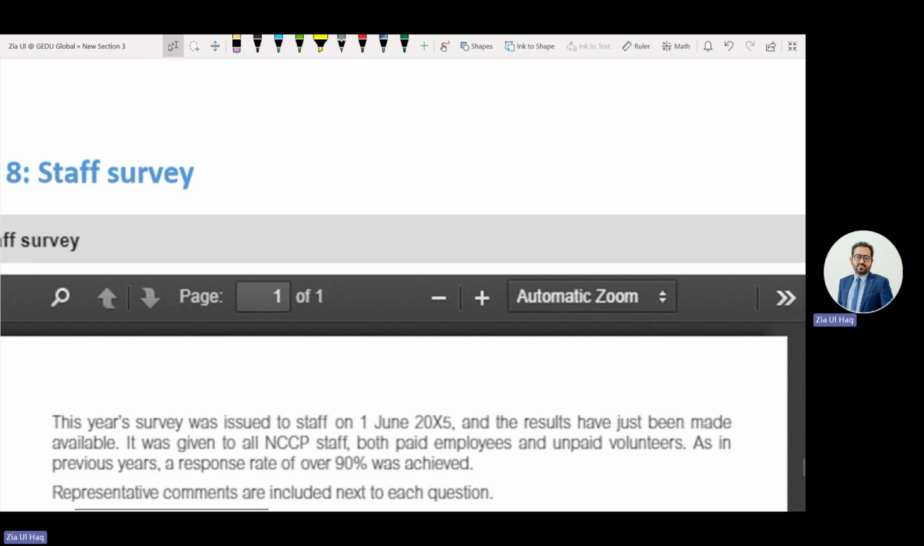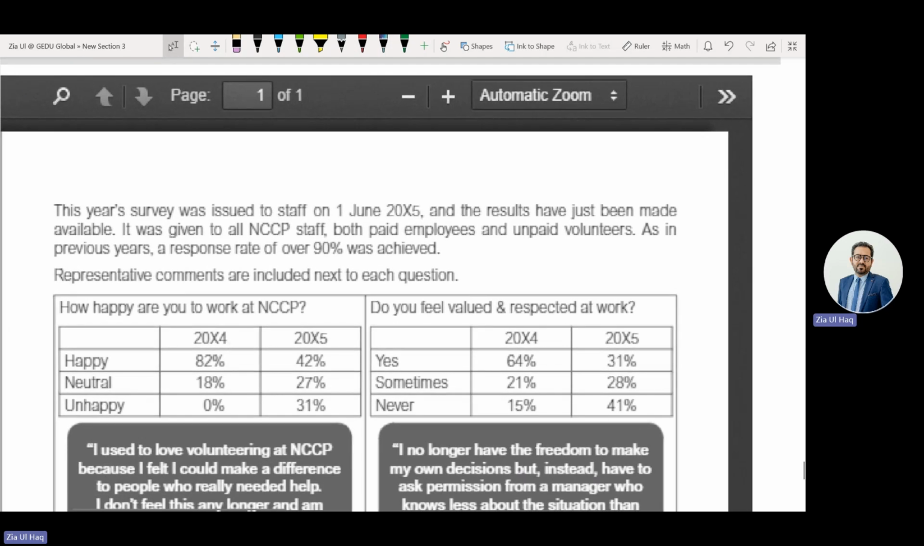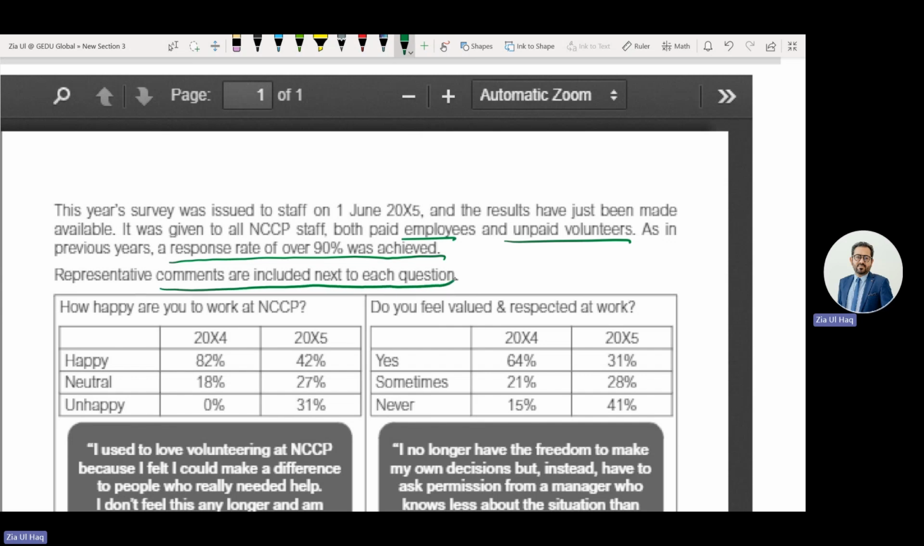Last exhibit, exhibit 8, staff survey. They have obtained the staff survey. This year's survey was issued to staff on 1st June and the results have just been made available. It was given to all NCCP staff, both paid employees and unpaid volunteers. As in previous years, a response rate of over 90% was achieved. 90% of staff provided their comments. Representative comments are included next to each question.